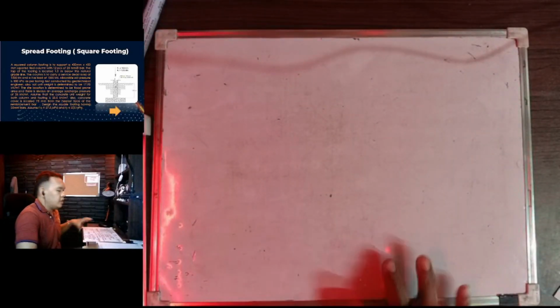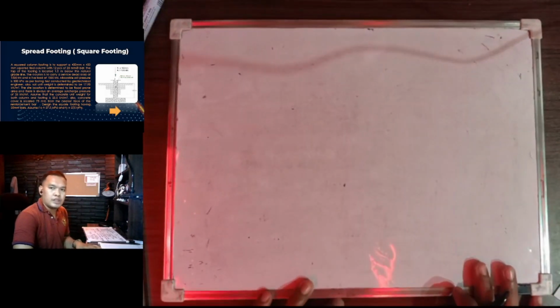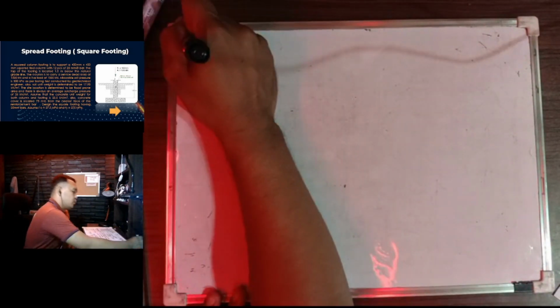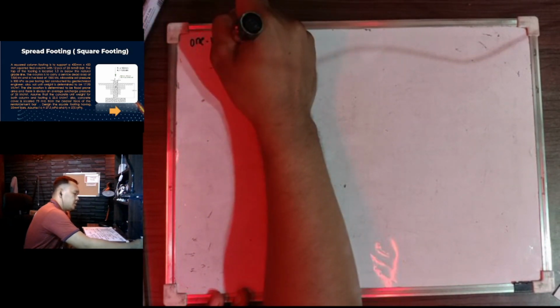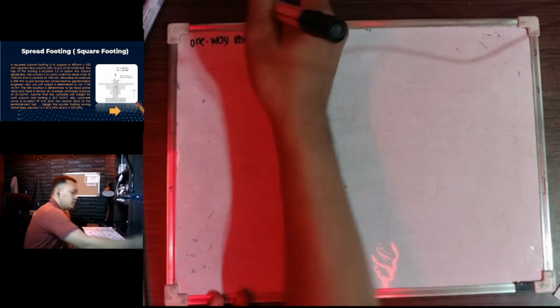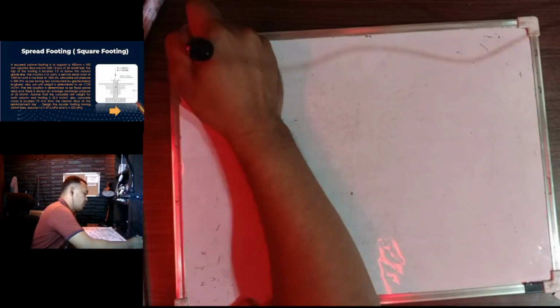Okay, next tayo. So, we have here checking for one-way and two-way shear. Okay? So, let's have one-way shear. Medyo malabo. Wait lang. One-way shear.